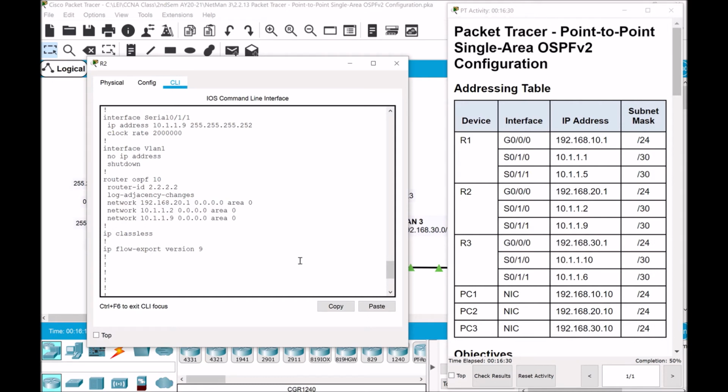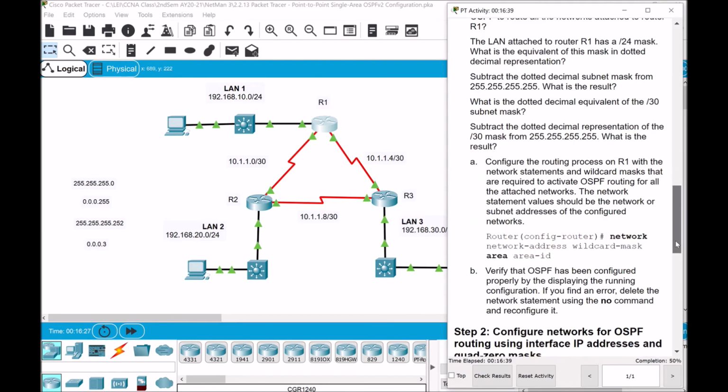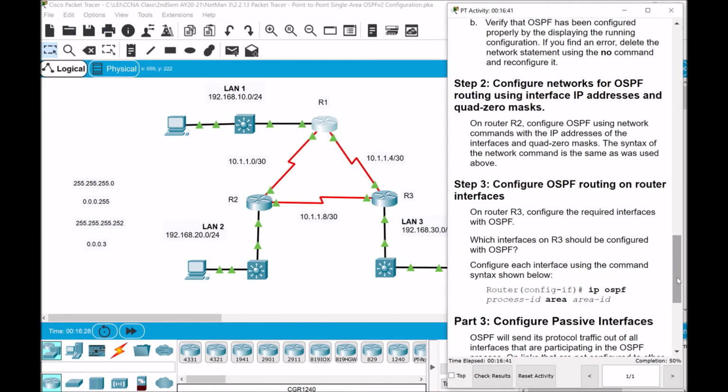Okay, so we're done with the second router. So let's proceed to the third router. Okay, and that's under step 3. So we'll be configuring OSPF routing on router interfaces, which means we're not using any IP address, but we'll be configuring through the interfaces.